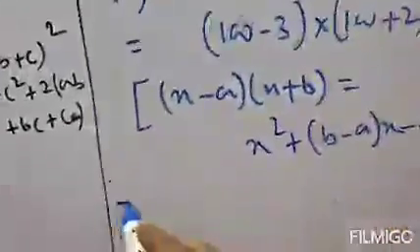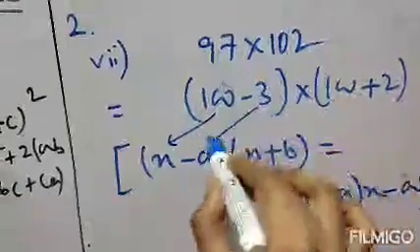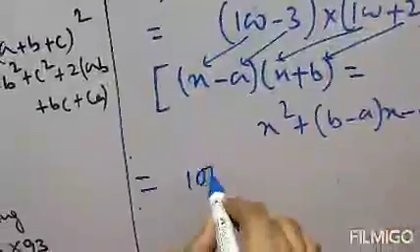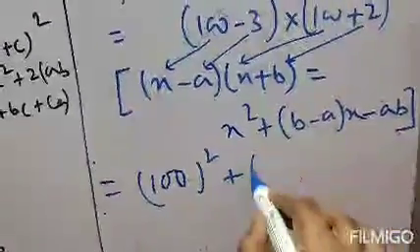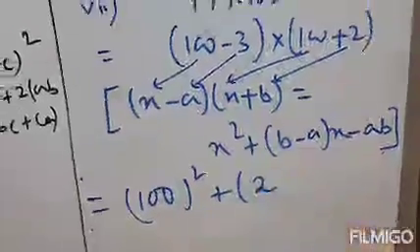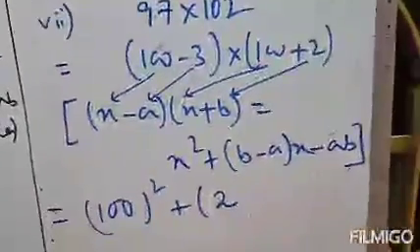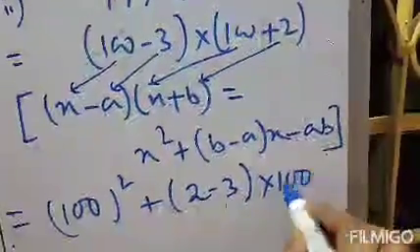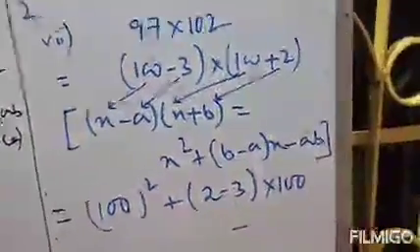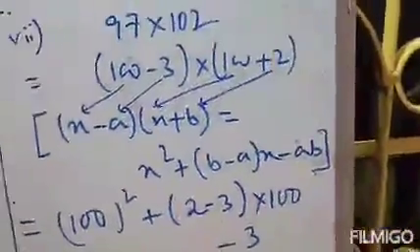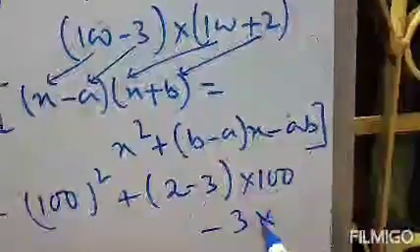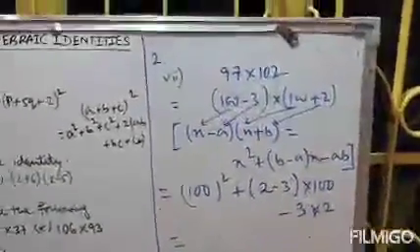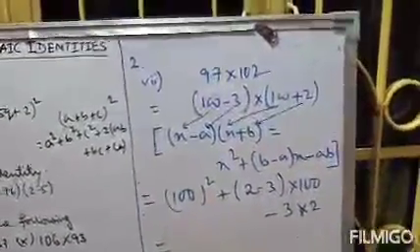Clear? Now compare. So x is 100, a is 3, b is 2. So x is 100, that means 100 square, plus b minus a, b is 2 here. And a is 3, so 2 minus 3, into x, which is 100. The value of a is 3 and the value of b is 2, that means ab means this. Clear?